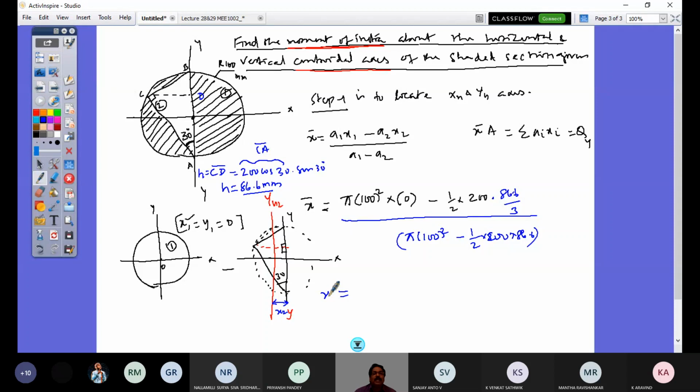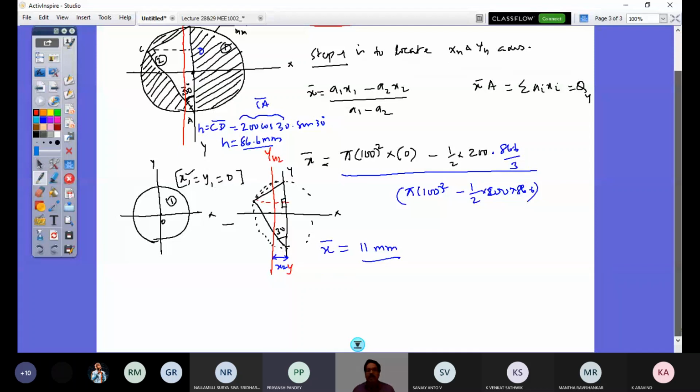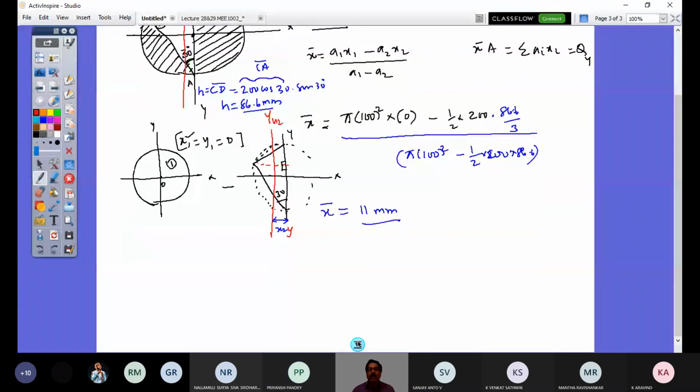By getting x bar, what do I get? Now my centroidal yg axis. If this is my given composite area, and I know this radius is 100, I'll have my yg axis somewhere here. This is my yg axis now, because I just calculated this distance, x bar, given by 11 mm. Any doubt? Priyansh Pandey? No doubt, sir. Okay.